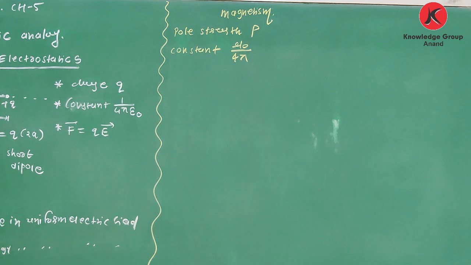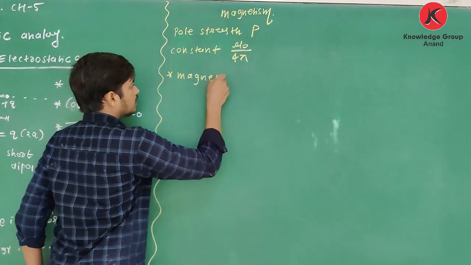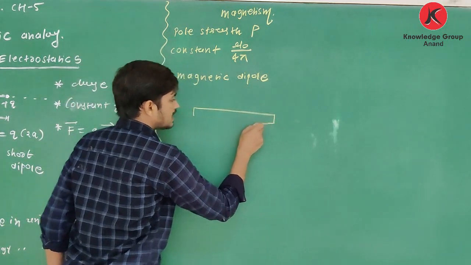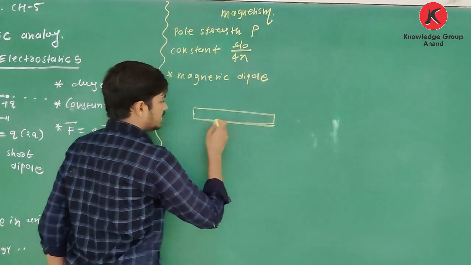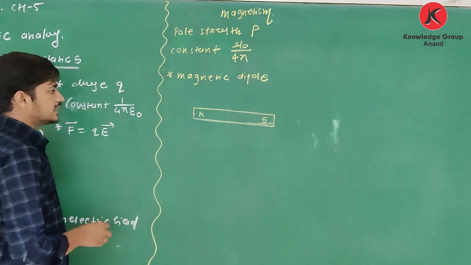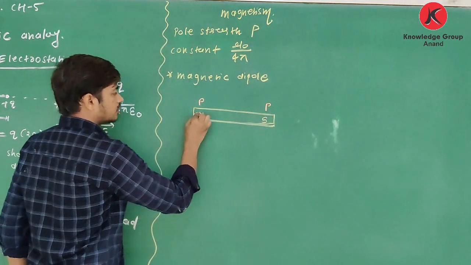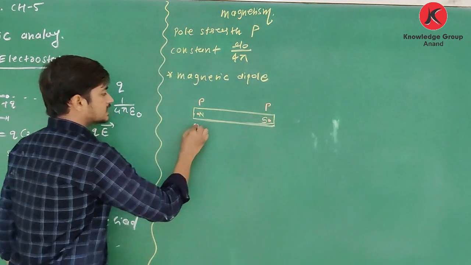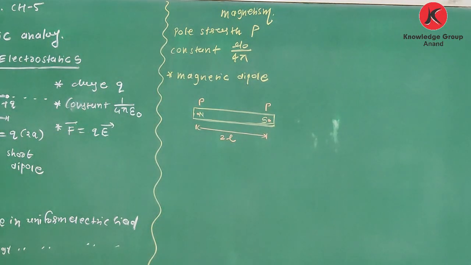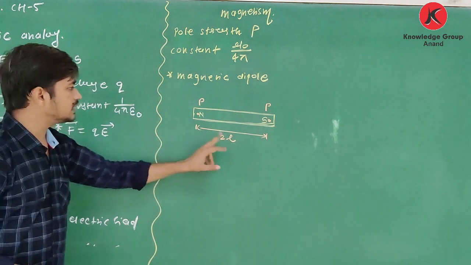Any doubt? Now, here it was the electric dipole. Now here I will draw a magnetic dipole. A magnetic dipole means nothing but a magnet. It has a north pole and a south pole, and they have some pole strength. The distance between these two poles is 2L. So if you compare minus Q and plus Q with the north pole and south pole, the distance between them is 2a in one case and 2L in the other.